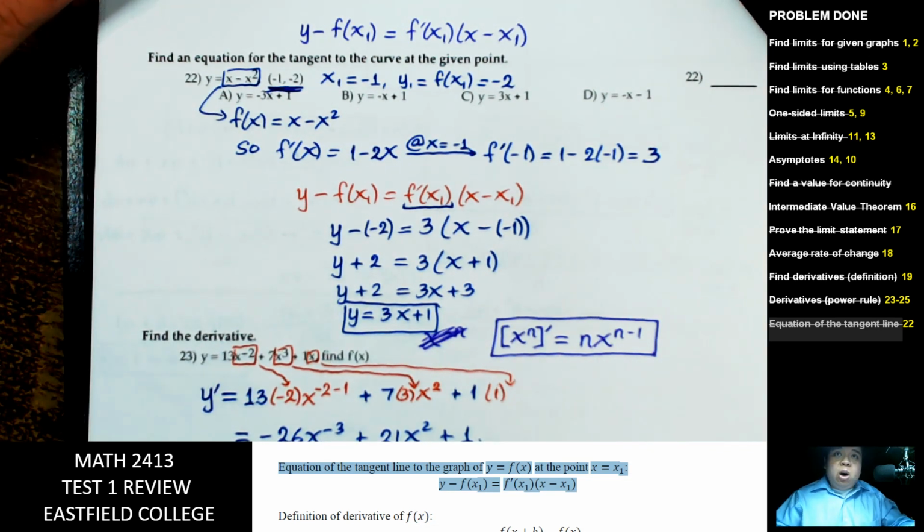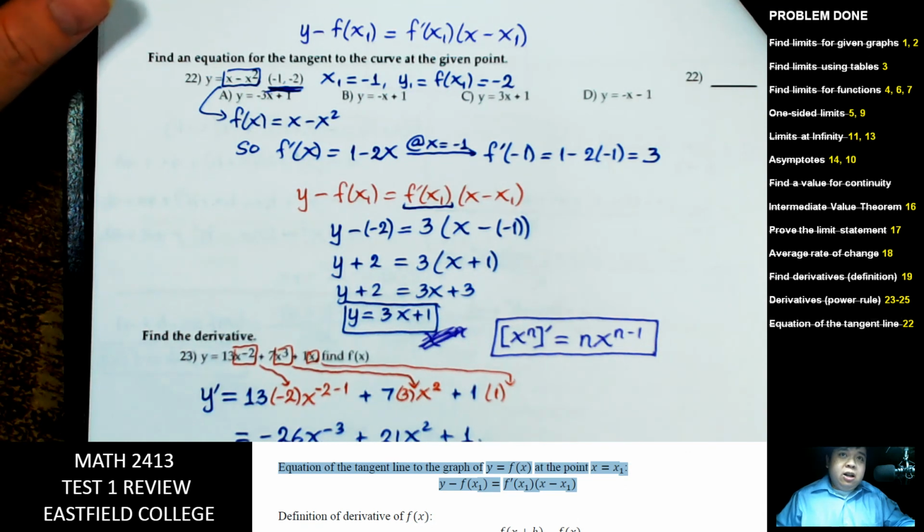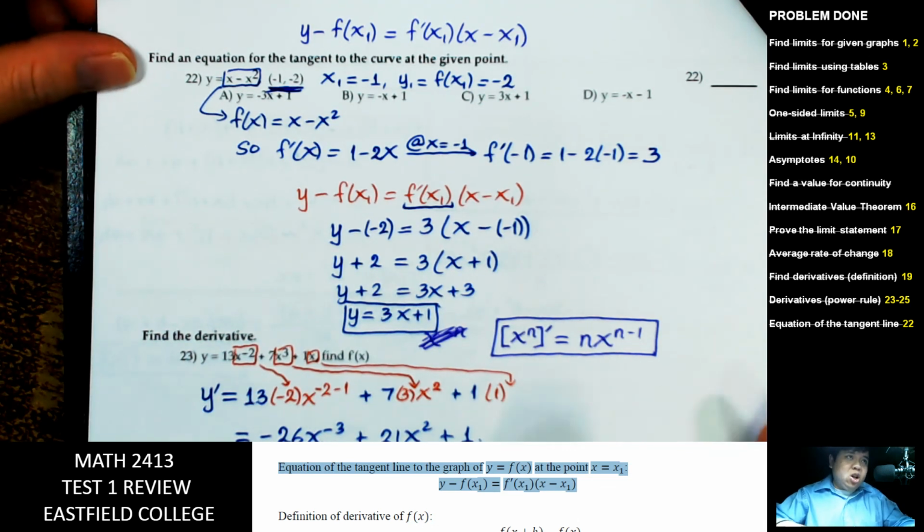With that, we cover all the topics for the first test. And yeah, the first test doesn't have much, just mostly limits and sum of derivatives.